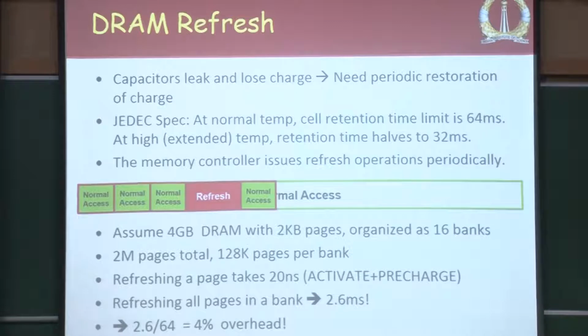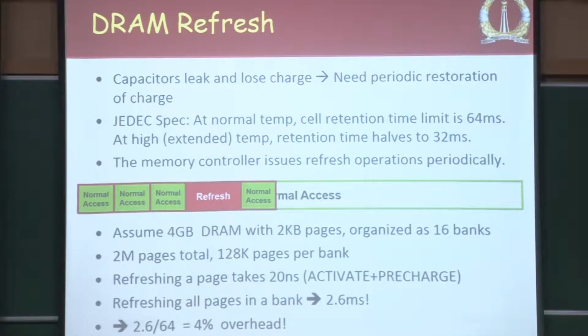That essentially means that if I am taking 64 milliseconds, then it is a 4% overhead. If I am taking 32 milliseconds, it might be an 8% overhead. That means that the device is not available for regular read write accesses during this period of time. Some maintenance is happening and the device is not available for your normal reads and writes. So, that itself is going to take some performance out of the device. That is one way to look at it.